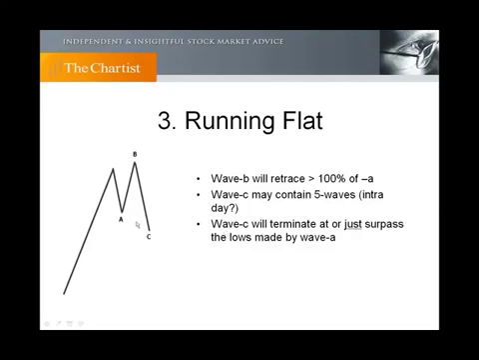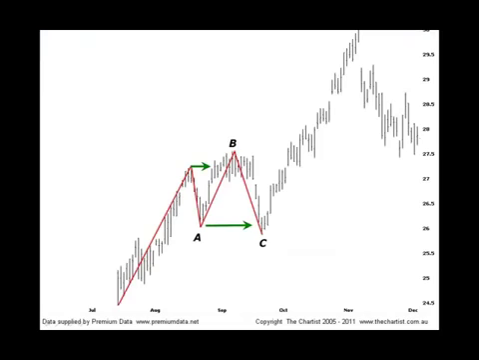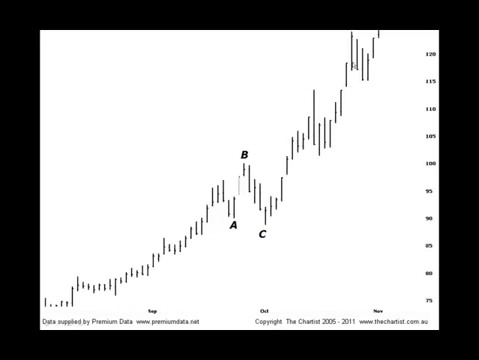A running flat, wave B runs a little bit higher than the prior high. Wave C runs a little bit lower. Now you can get running triangles as well. We actually highlight running triangles in the chartist occasionally, and they are also a very, very good pattern. But a running flat, just like a flat, is a very, very good trading pattern. A couple of examples. Wave B runs higher, wave C runs a little bit lower, and then off we go to the upside. Okay, so that's the running flat pattern.